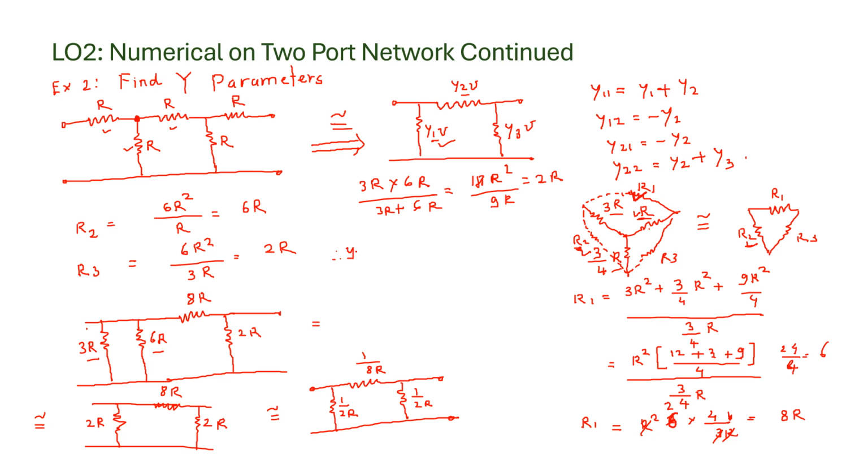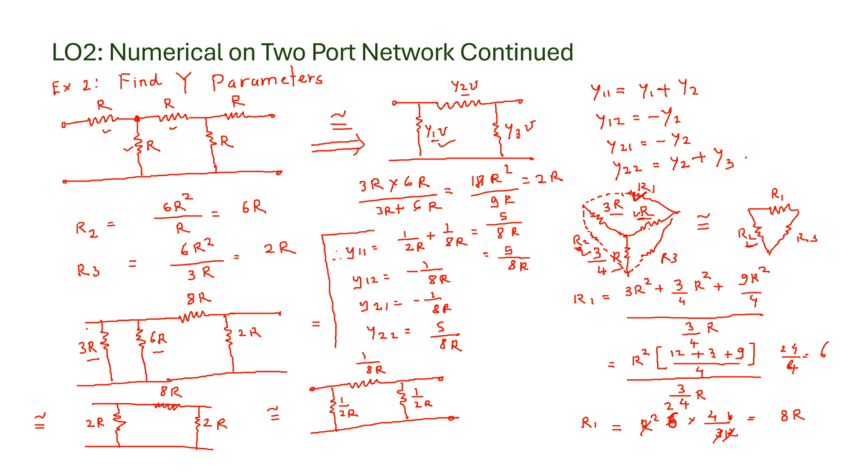So now what will be your Y11? Y11 will be 1 by 2R plus 1 by 8R. So we can take 8R as the LCM, then we will have 5 by 8R. So that will be Y11. Y12 will be 1 by 8R, with a minus sign. Y21 will be 1 by 8R, with a minus sign, and Y22 will again be 5 by 8R. So this is how we get the Y parameters for this circuit.